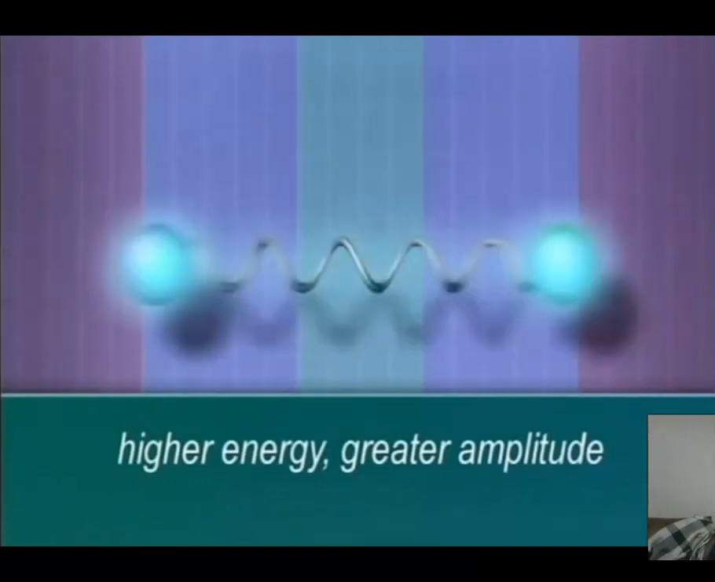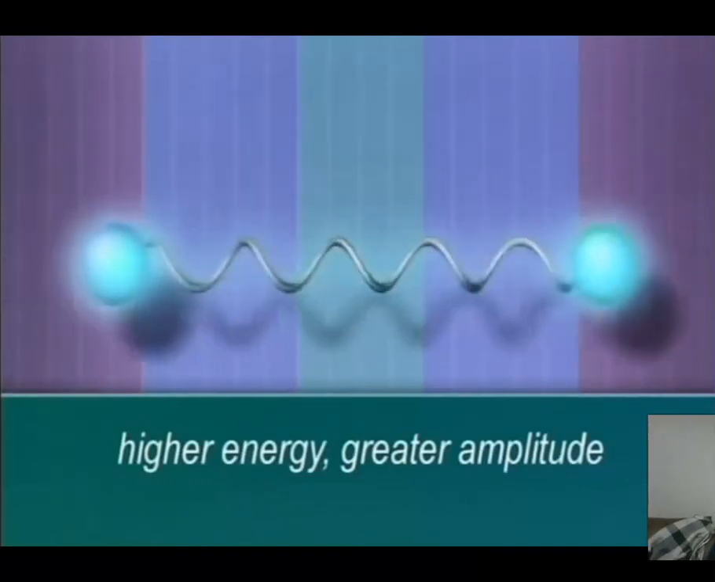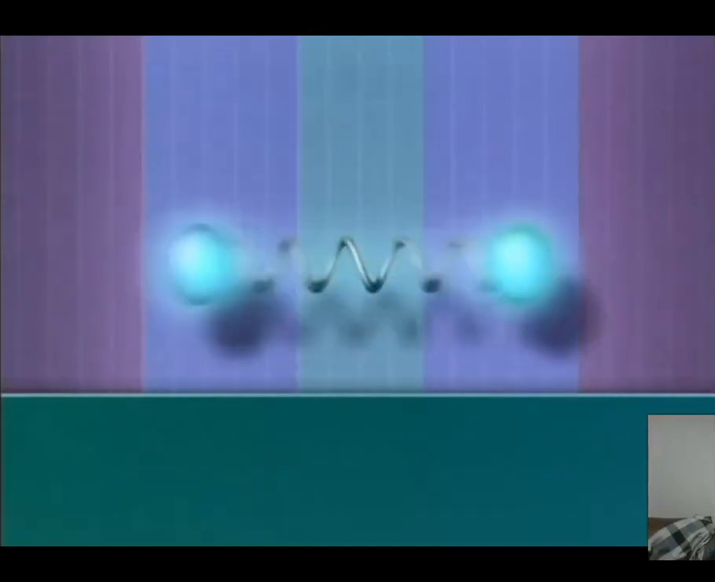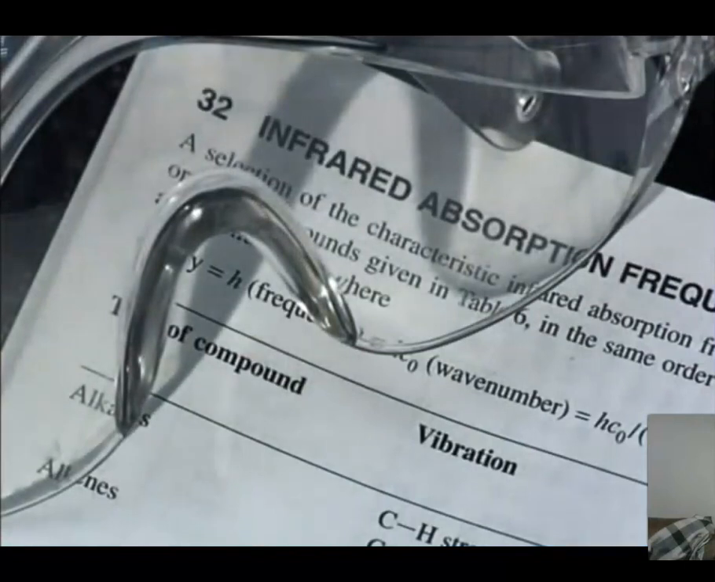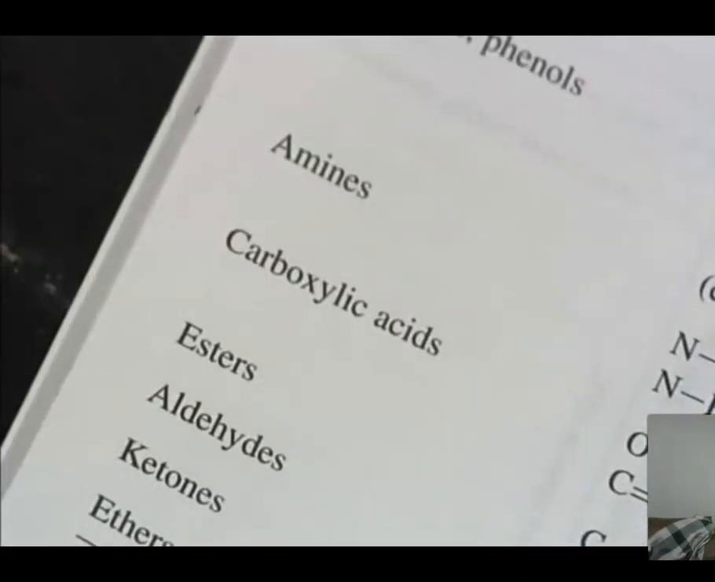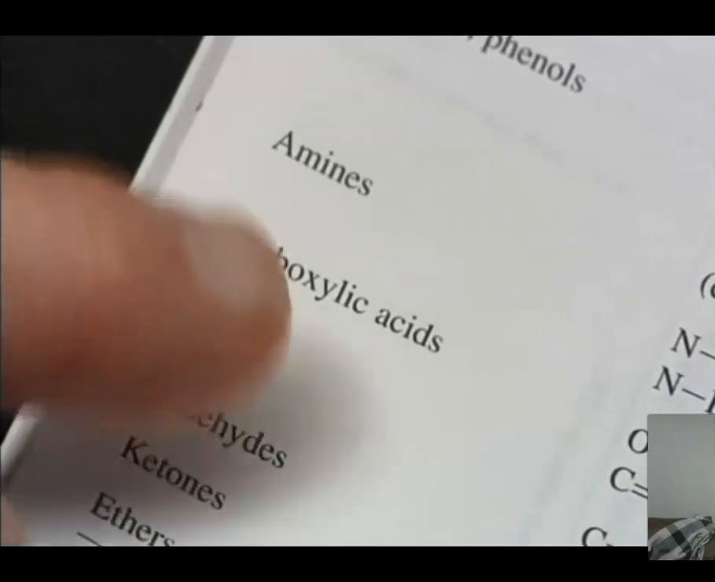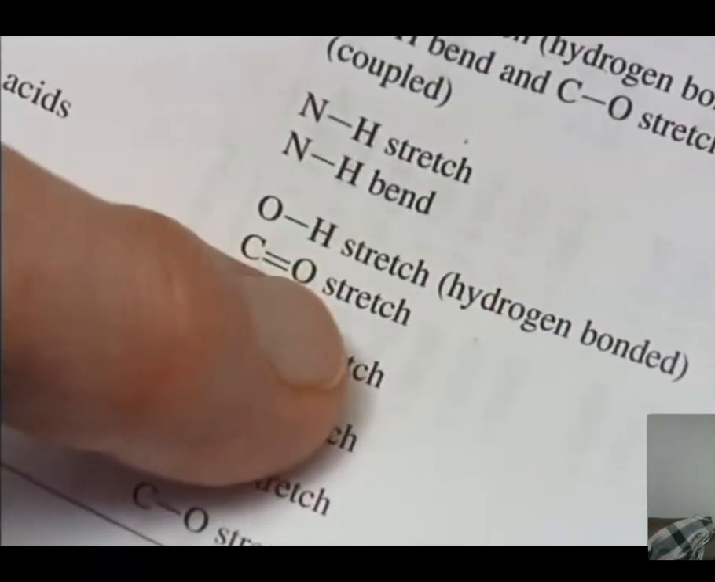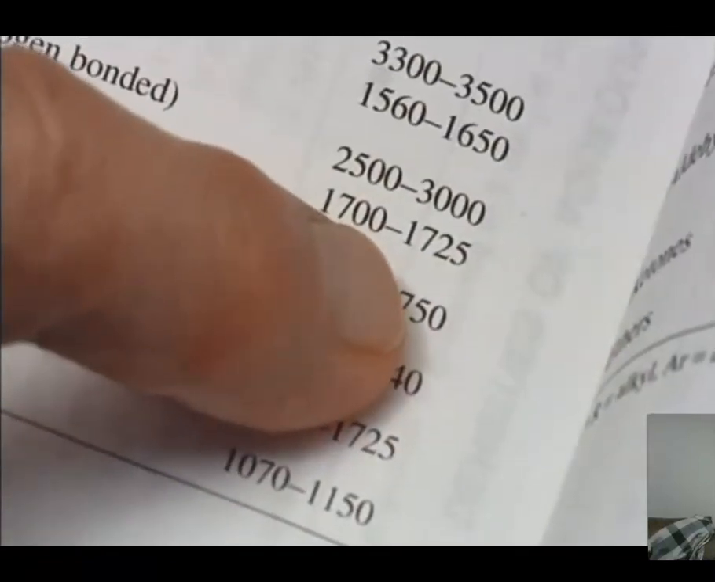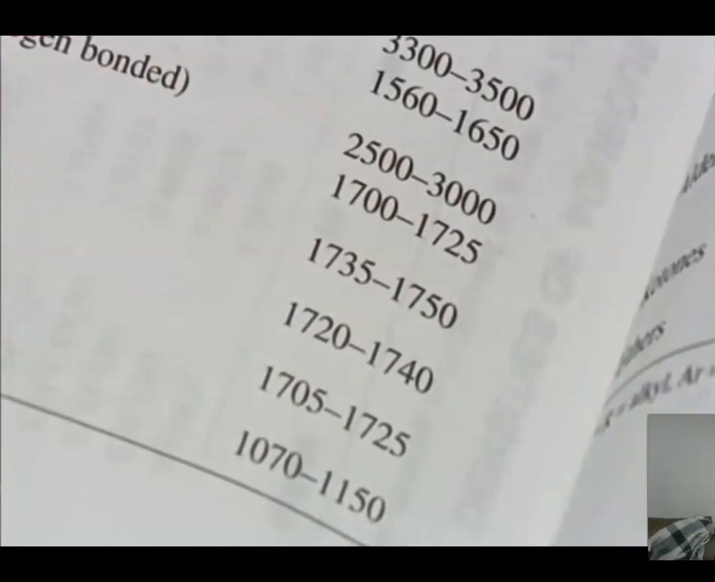Most bonds absorb energy in the infrared region of the electromagnetic spectrum, which corresponds to heat. Each bond, such as OH, C double bond O, NH, and so on, absorbs at a particular frequency, and this allows it to be identified. For historical reasons, and because the numbers are easy to work with, chemists dealing with IR spectra use units called wave numbers, measured in centimetres to the -1, which are proportional to frequency.